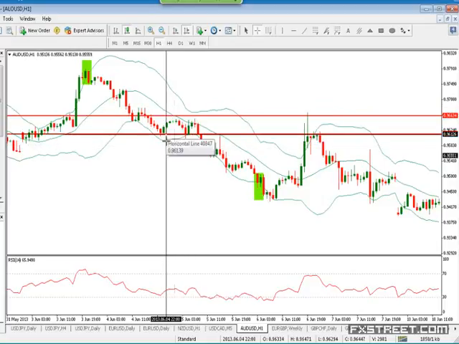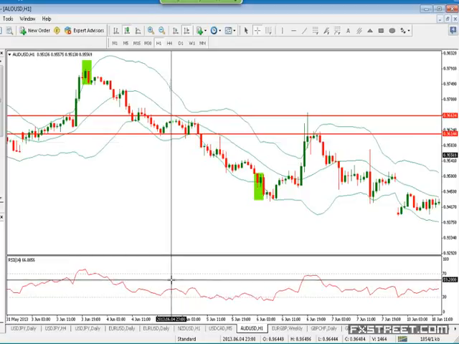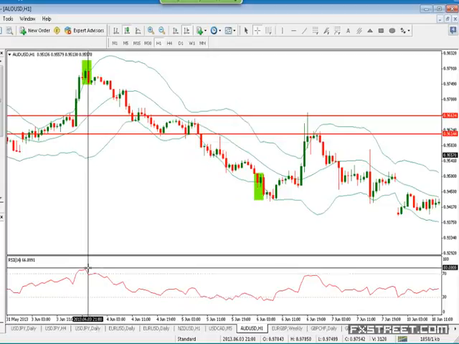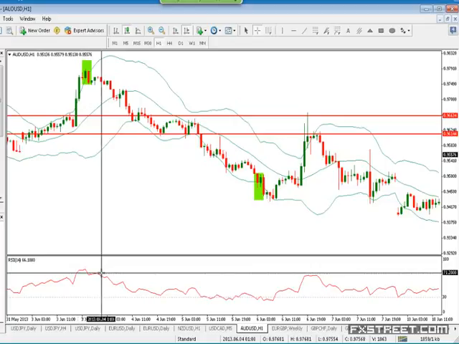Now if you look at the RSI, let's just look at the levels of the RSI. Let's look at the peaks and the valleys of the RSI. This was the highest high. I'm talking about the peaks and valleys. Then you have the RSI moving down here.